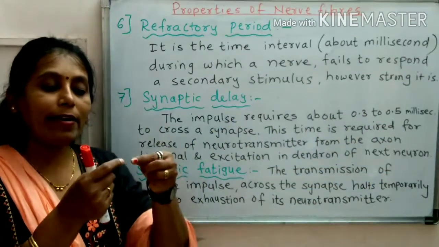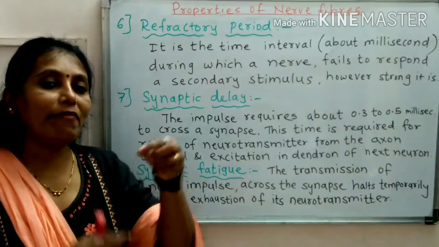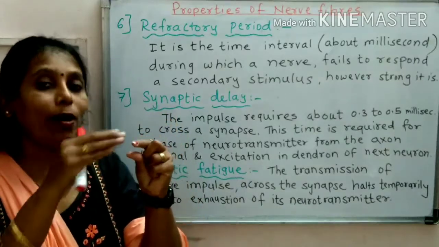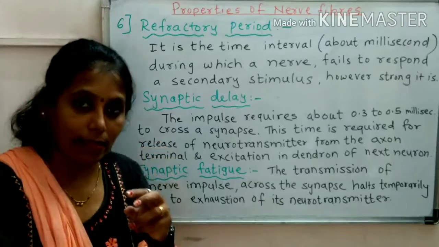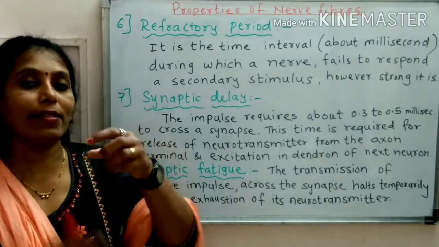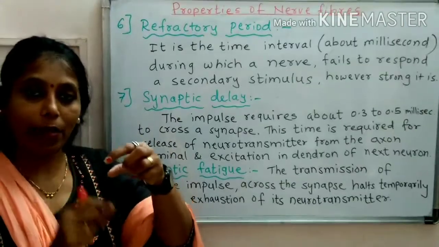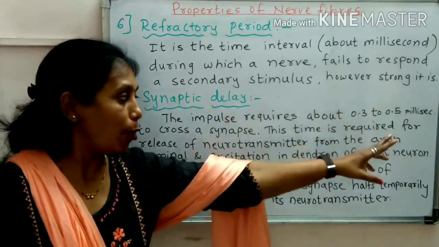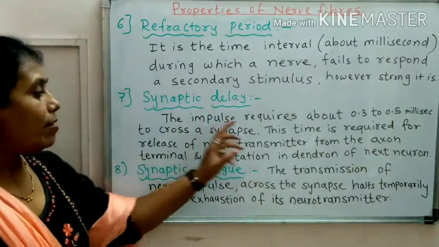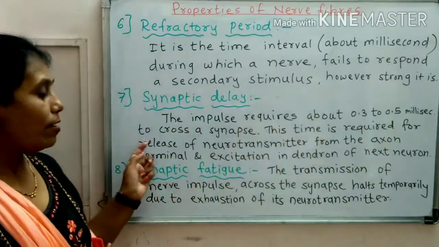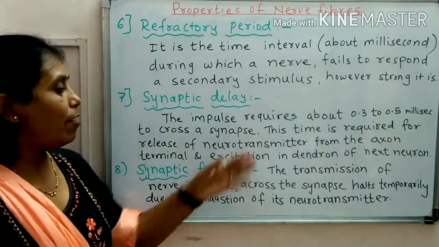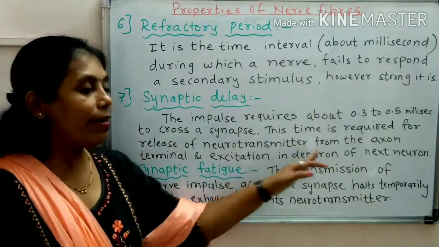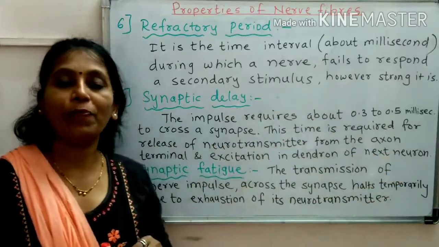No doubt that area, the part which is having very small area, but that neuron or that impulse has to pass that synapse or pass that particular area or the gap. For that, the impulse requires 0.3 to 0.5 millisecond. This time is required for release of neurotransmitter from the axon terminal and excitation in the dendron of the next neuron.